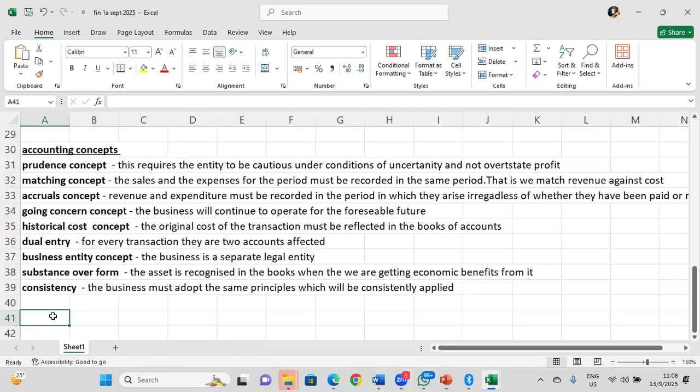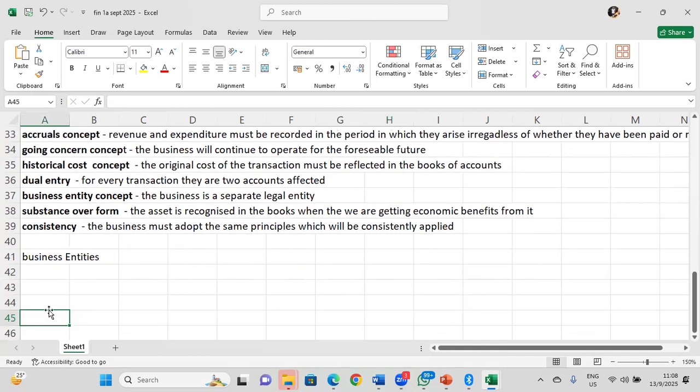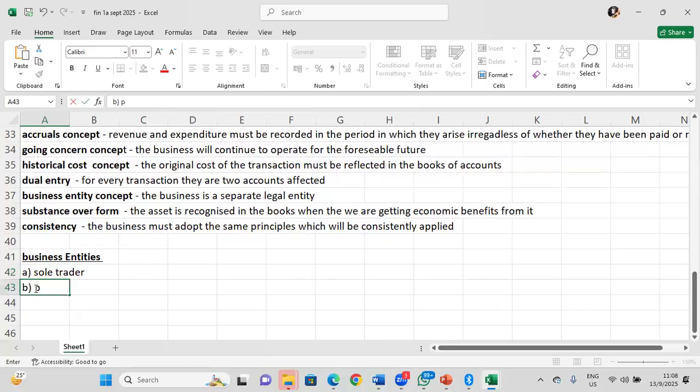Now, let's get moving. We are introducing chapter 2. The second chapter is saying we need to know about the business entities. For business entities, we can run a business as a sole trader, as a partnership, or as a company.